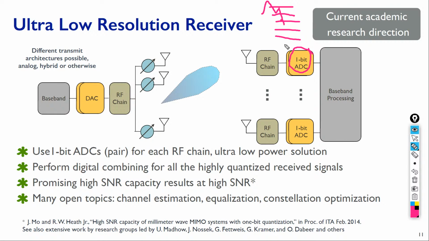But since I am in the millimeter wave band and there are constraints on the power and complexity, and I cannot afford that, I can instead use a 1-bit analog to digital converter. 1-bit analog to digital converter means 2 levels. If your signal is something like this, you quantize it something like this. If it is sine up, it's rect up. If it's sine down, it's rect down. And then you go to baseband processing. It uses a 1-bit ADC pair for each RF chain. It provides an ultra low power solution.